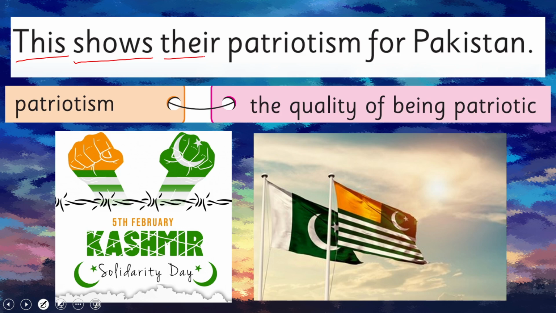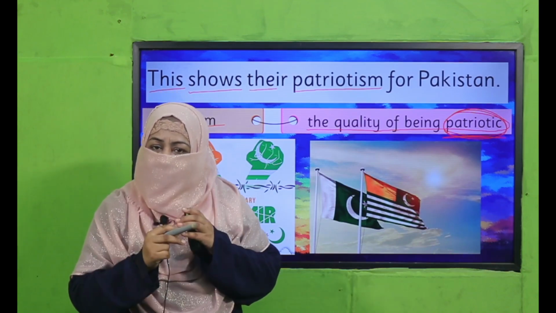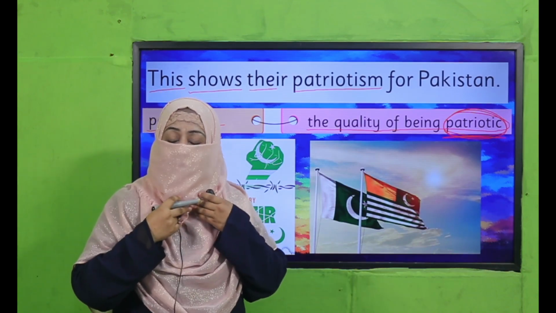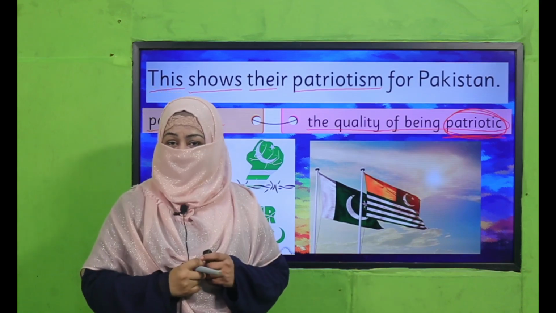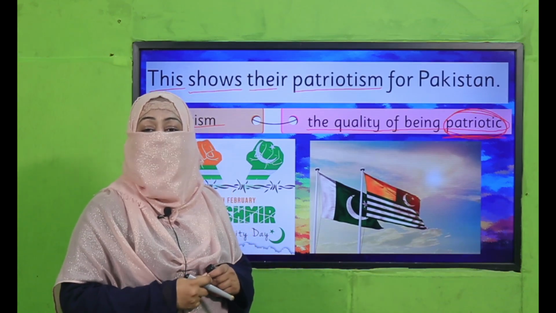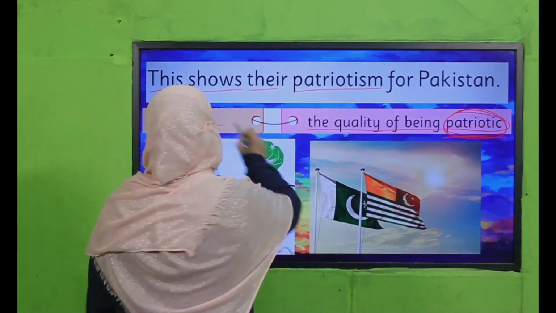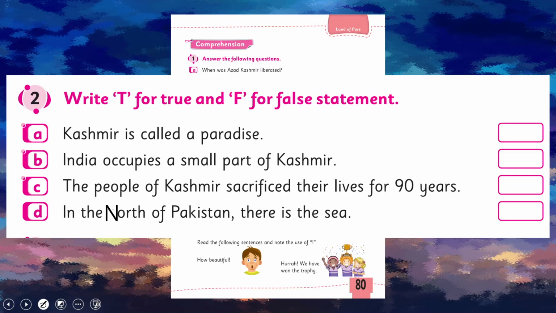This shows their patriotism. And what does patriotism mean? The quality of being patriotic. And what is patriotic, by the way? In grade 1, we have learned about it. Love for your homeland. Patriotic means love for your homeland. So, beta, love for your homeland demands that even if you need to sacrifice your life, you should not be hesitant for that. You should give it, because this land is very dear to us and it's a huge blessing of Allah subhanahu wa ta'ala. Okay, so this shows their patriotism for Pakistan.